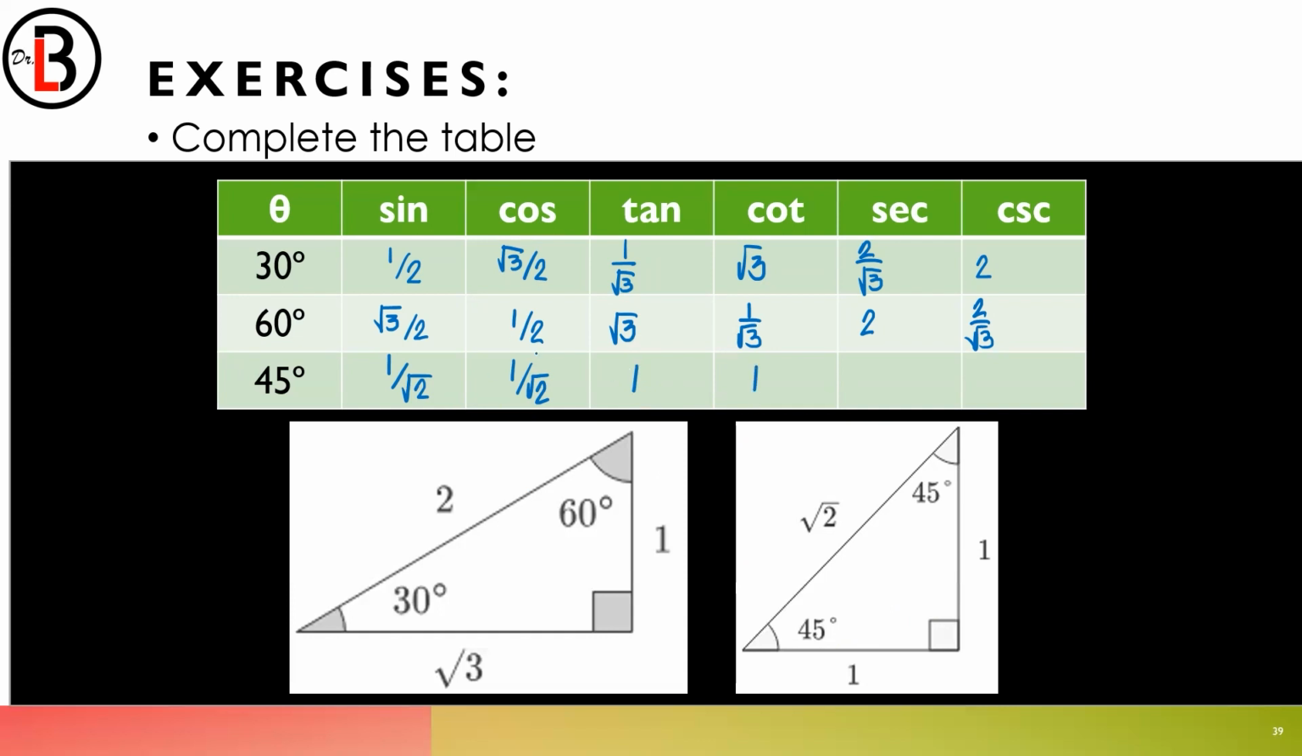Secant is the reciprocal of cosine. So that is root of 2. Lastly, cosecant is the reciprocal of sine. It's root of 2. So as I said, keep them as is for the meantime. But of course, as your final answers, I would like them to be rationalized. Okay? This is for the purpose of filling out the table only.